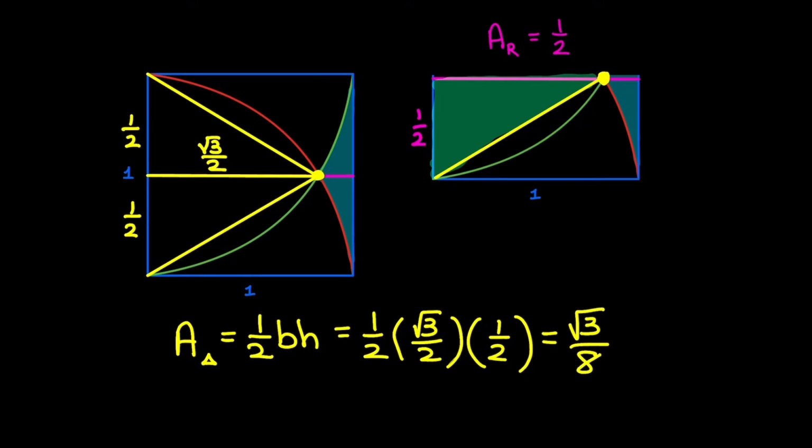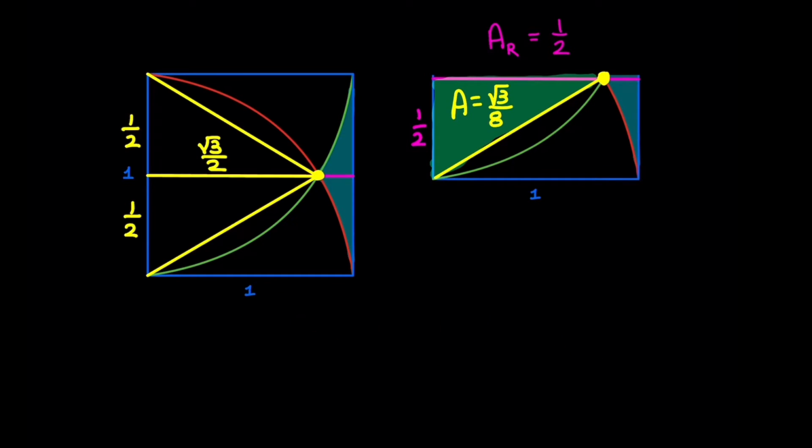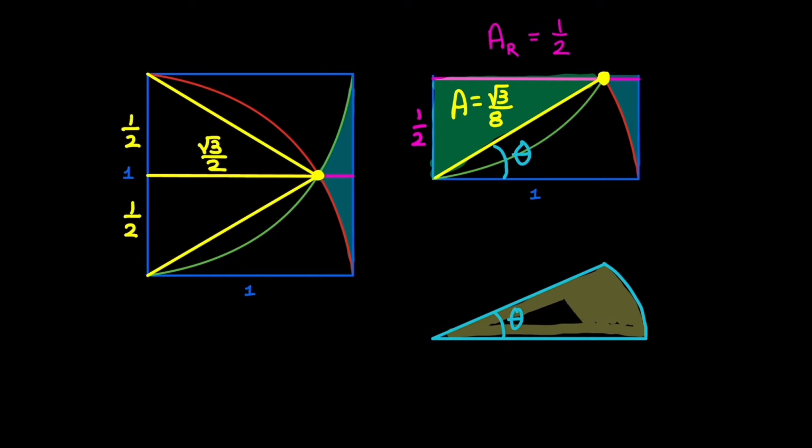1/2 base times height: 1/2 times the square root of 3 over 2, times 1/2, is the square root of 3 over 8. So that is the area of that right triangle. Next, we're going to use the area of a sector formula to find this area right here with an angle, which we can tell from the 30, 60, 90 right triangle is an angle of 30 degrees.